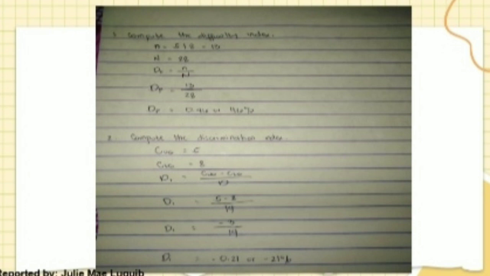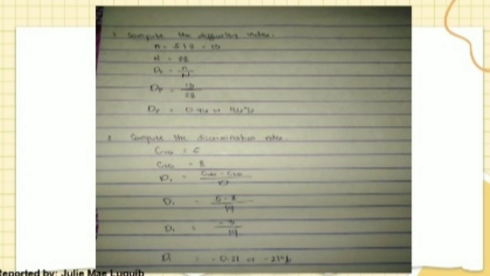the discrimination index. The formula to compute the discrimination index is DI is equal to CUG minus CLG over D. CUG here is 5 and the CLG here is 8. So 5 minus 8 over D, which is 14. 5 minus 8 is equal to negative 3 over 14. Negative 3 divided by 14 is equal to negative 0.21 or 21%.